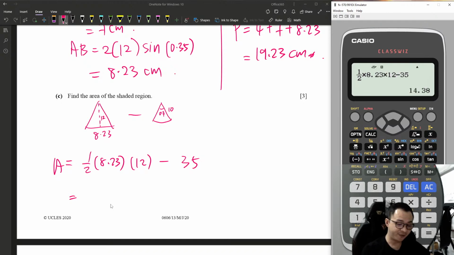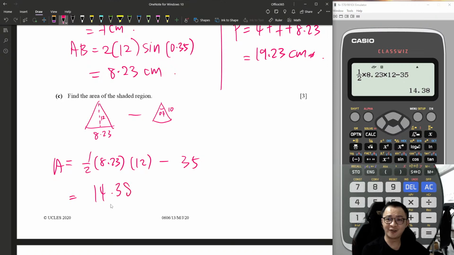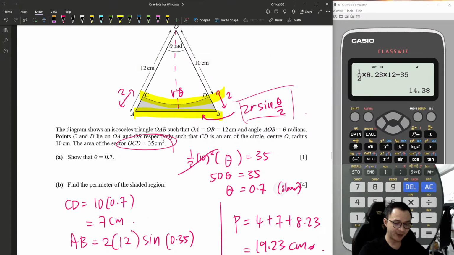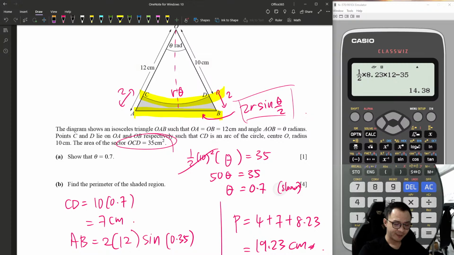So, solve 14.38, or 14.4. Why can't I do half times base times height? Half times base.